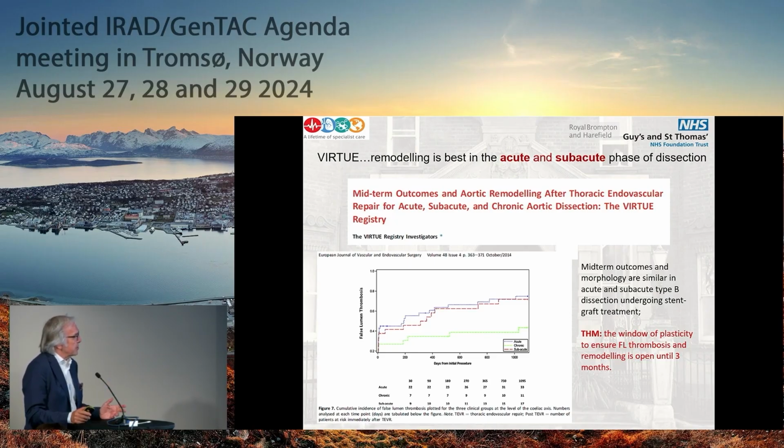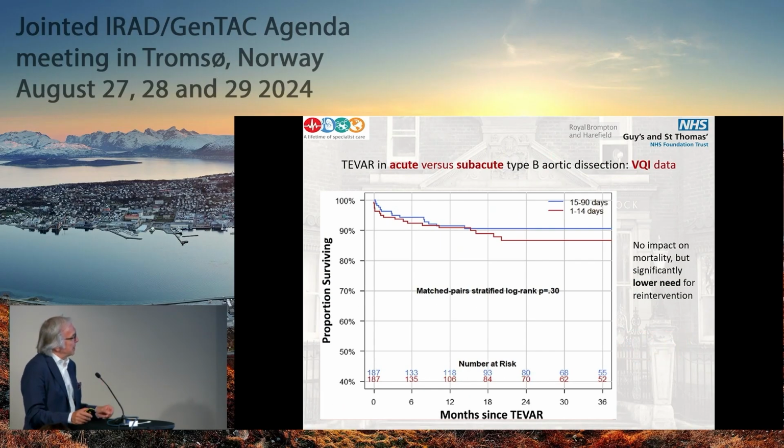So the take-home message would be the window of plasticity to ensure false lumen thrombosis and remodeling is open until 3 months. There are multiple other studies, and this is one of many, to show that the acute and subacute cases with endovascular approach have some similarity and some differences. This is VQI data.